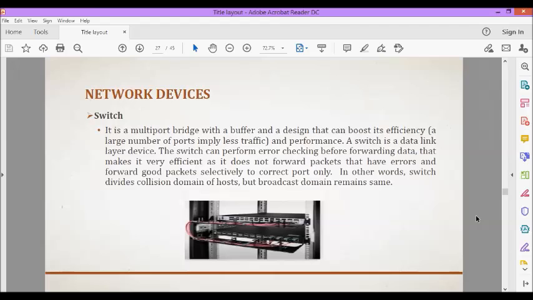Next, we have the switch. It is a multi-port bridge with a buffer and a design that can boost its efficiency. A large number of ports imply less traffic and better performance. So a switch is a data link layer device, and it can perform error checking before forwarding data. That makes it very efficient as it does not forward packets that have errors and forwards good packets selectively to the correct port only. So in other words, switch divides collision domain of hosts, but broadcast domain remains same.